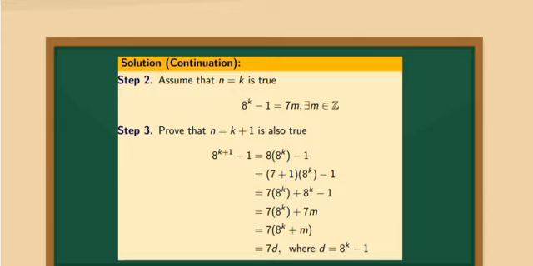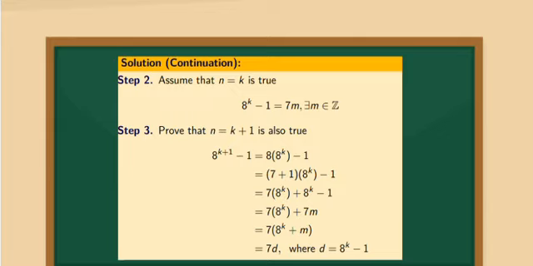Step 2. Assume that n equals k is true. That is, 8 raised to the power of k minus 1 is equal to 7m, where m is an element of integer. Step 3. Prove that n equals k plus 1 is also true.